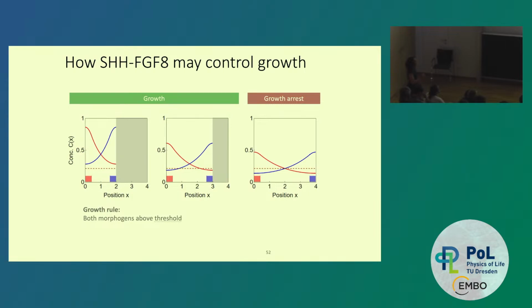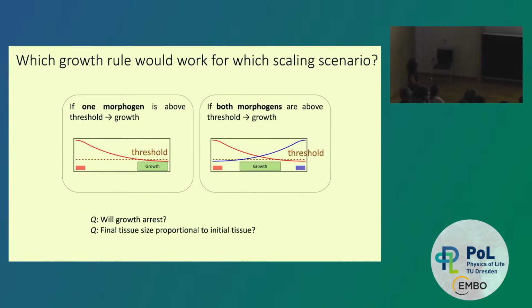And as I mentioned, these two morphogens are cross stimulating each other. And they considered, in thinking about how the system may work, whether it would work with a single morphogen, or whether you do need actually both morphogens in order to get proportional growth arrest, where the final tissue size is proportional to the initial size.